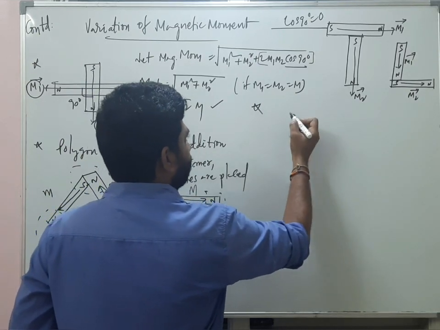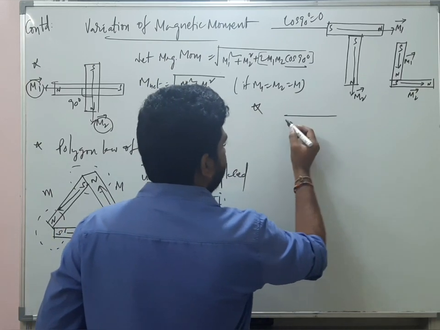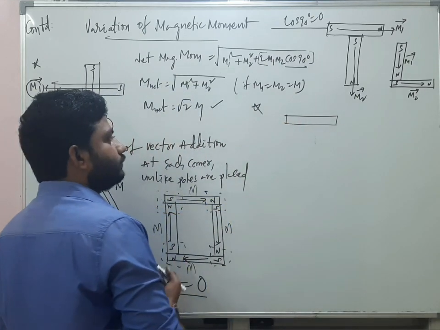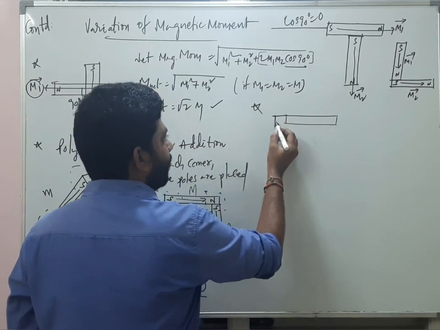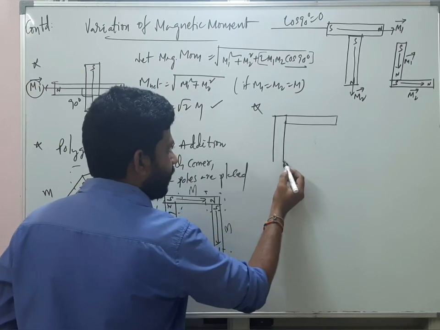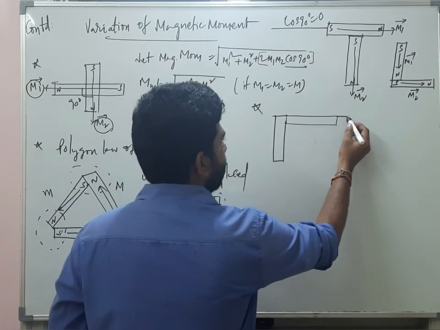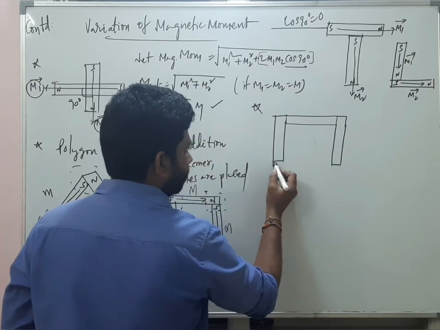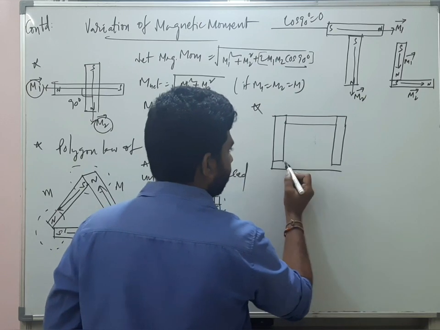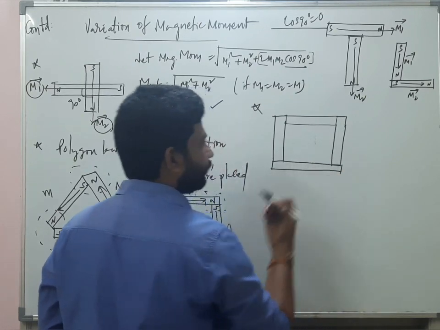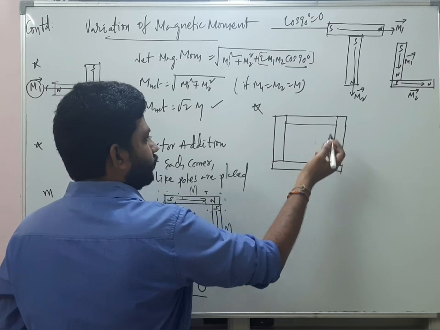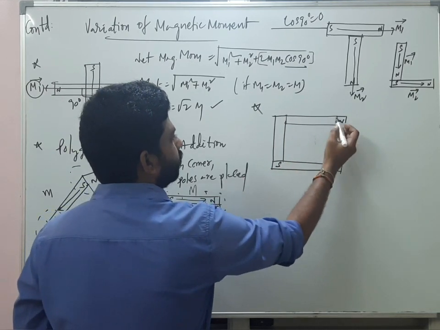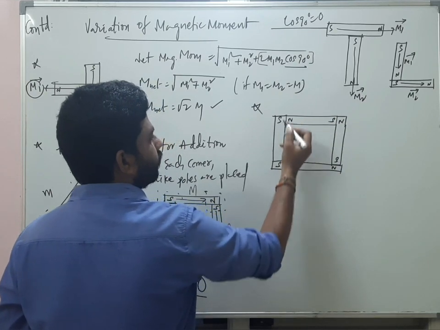Let's take a square concept. Let us take a square concept. Then the triangle also I'll tell you. I'll not leave any of the applications for you. So let's start here. It's south, north, south, north, south, north, south and north.